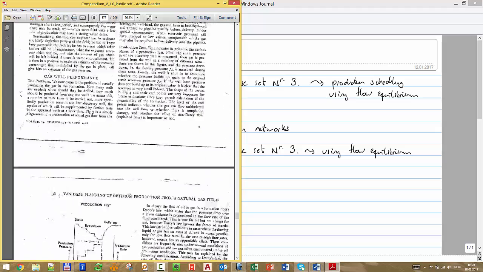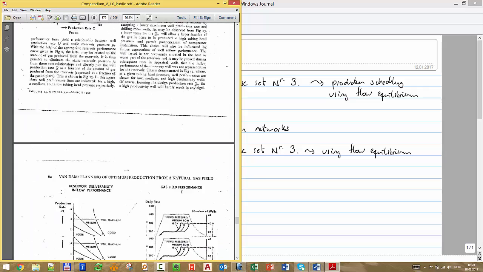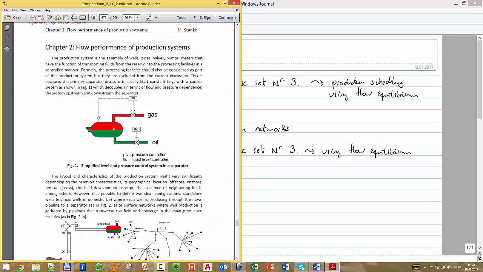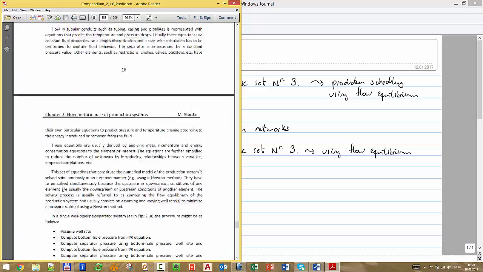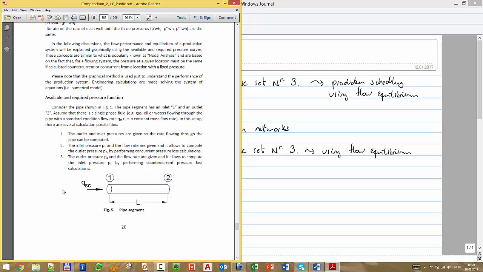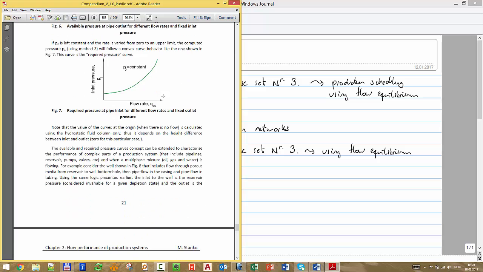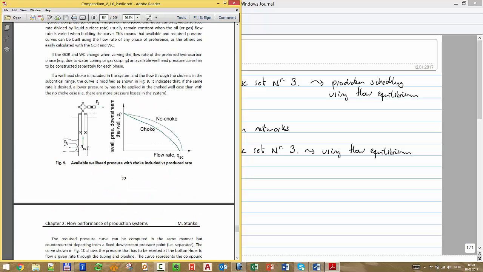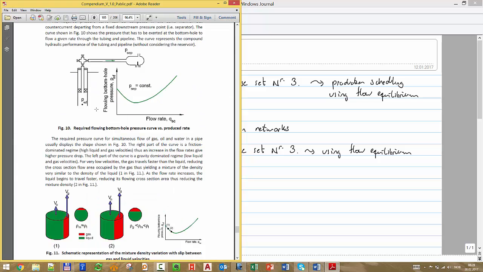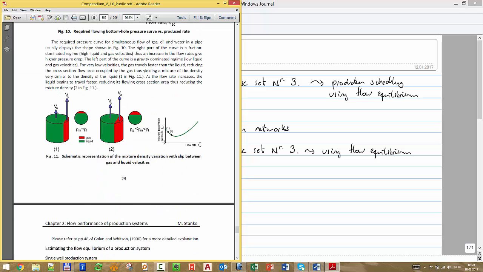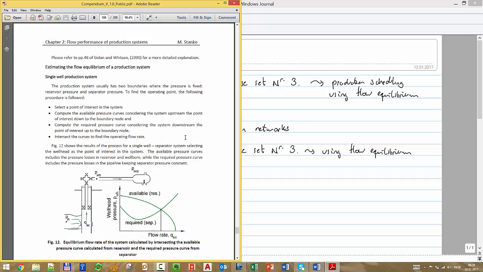And then you have that article, which is quite interesting, and then you have the flow equilibrium part: the available curve, the required curve, the intersection between them, what is the effect of the choke, and why in multi-phase flow you have that strange shape.